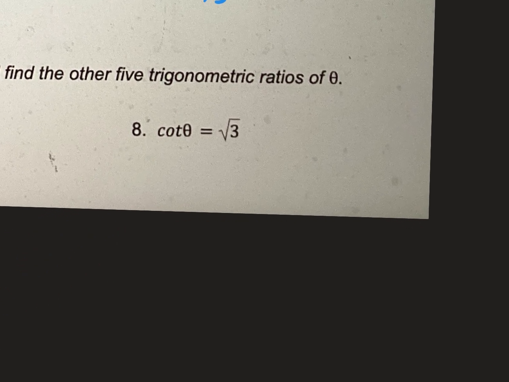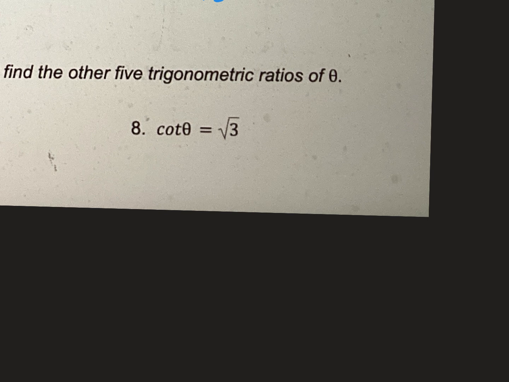All right, number 8. Cotangent is square root of 3. Again, we're going to draw this triangle here. And again, it's all about where you put your theta. Put my theta there. Okay, now, here's what I know. If cotangent is square root of 3, means tangent is 1 over square root of 3. So I'm going to go ahead and write that up here. 1 over square root of 3, opposite over adjacent.